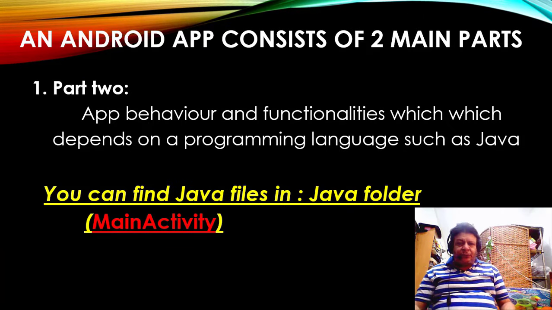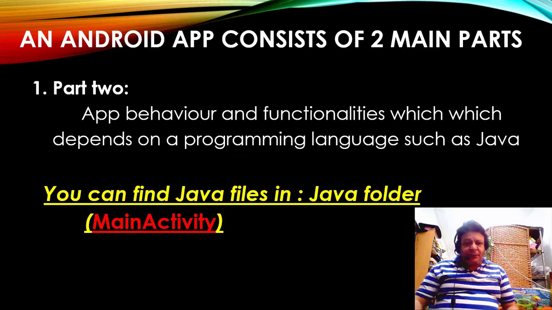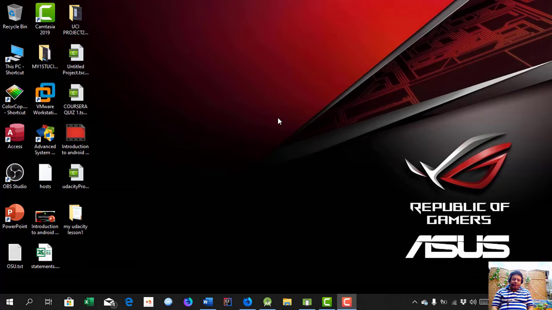The second part of an Android app is the app behavior and functionalities, which depends on a programming language such as Java. You can find Java files in the java folder, such as MainActivity, and you can create your own classes and fragments. You will learn a lot about Java classes and files, which are responsible for your app functionality.